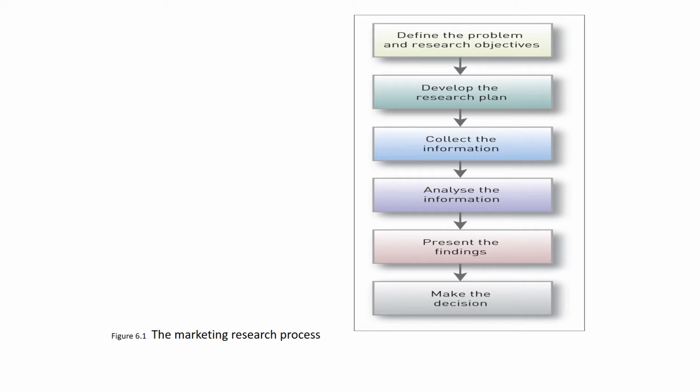And if we look at the marketing research process, the first thing you must do is define a problem and the research objectives. This might look a little bit simpler than it is. Getting this correct, defining the problem with narrow parameters and the research objectives in terms of knowing what you're trying to achieve, is extremely important from the outset. The next stage is to develop the research plan, and then to determine how you're going to collect the information. After you've collected the information, you need to analyze it, then present the findings, and finally, make a decision based on the findings that you have.